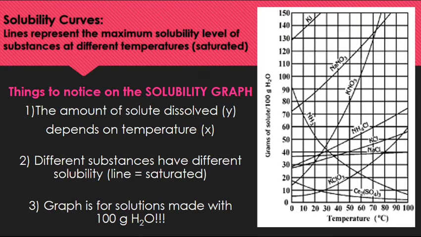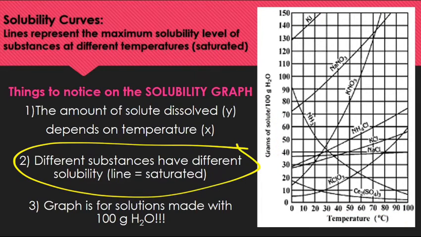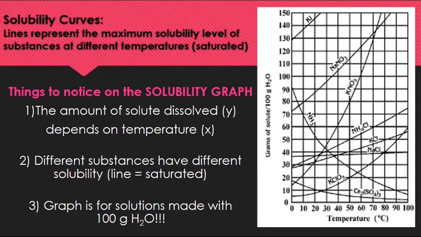So the most important thing to do anytime you're reading and getting used to a new graph is to look at our axes. So our y-axis is where our solubility is. That tells us how many grams of our solute will dissolve. And our x-axis is temperature. So at these different temperatures, how will our amount of solute dissolved change? Now, it's also important that we notice we've got different lines here. They're all going to have different solubilities. And like I said before, the lines represent where that substance is saturated.